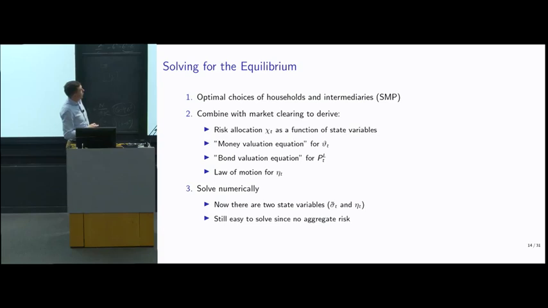Now, once you have those, you combine them with the market clearing, and then you derive the risk allocation chi as a function of state variables. The money valuation equation for Var theta, something that Sebastian showed you some time ago, the analog of that, the bond valuation equation for the bond price, and the law of motion for eta. And then if you want to produce some graphs and pictures, you can solve this model numerically. There are going to be two state variables, which is slightly more challenging. But in this case, it will still be quite simple because there is no aggregate risk and you only have two drift variables. That turns out to be a rather easy problem to handle numerically.